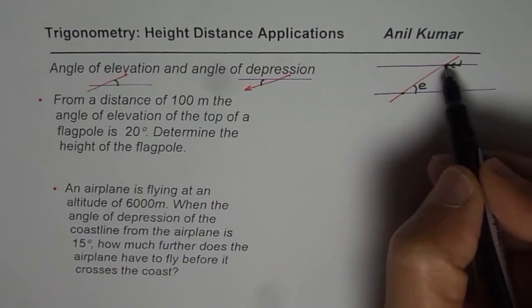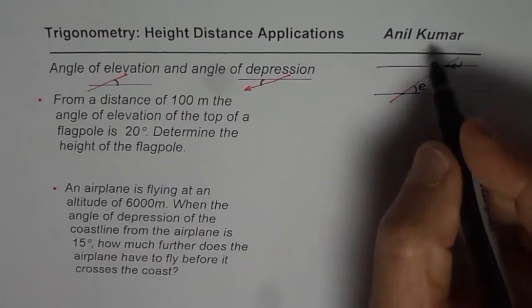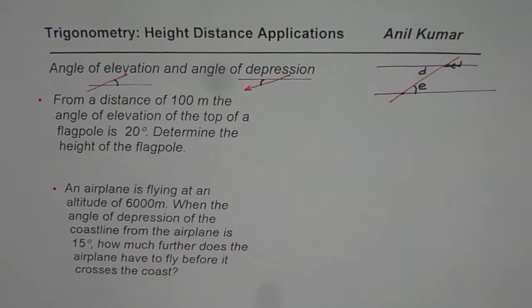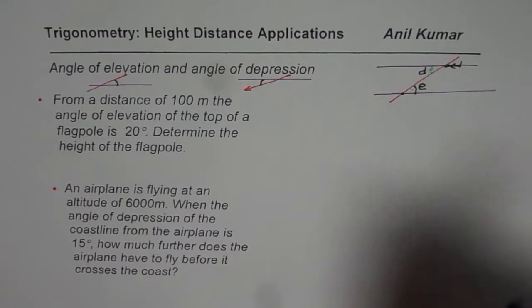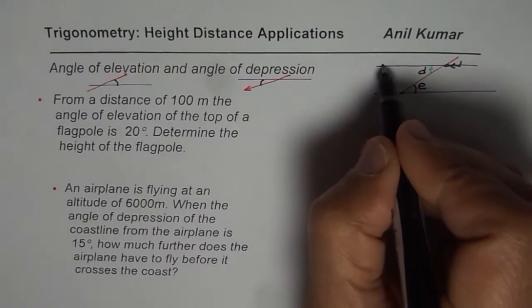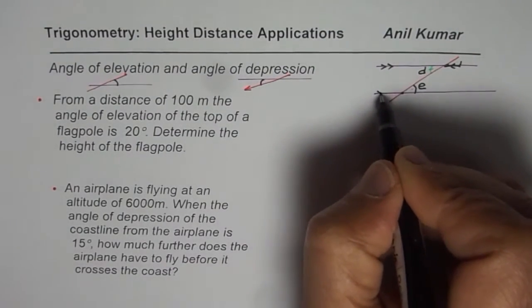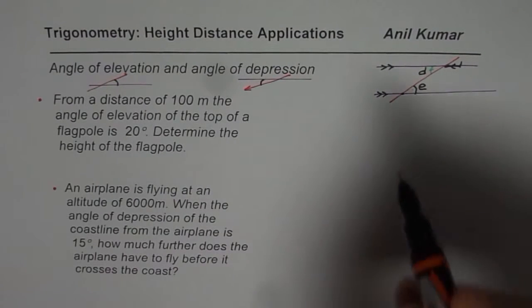But if somebody is watching you from the plane, then we will say that is the angle of depression. But you will observe here that both these angles are equal. Why? Since these are parallel lines. And this line of sight, which is the red line here, is a transversal which is crossing the two parallel lines. So what we have here is a Z pattern.